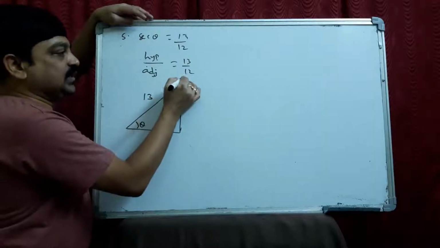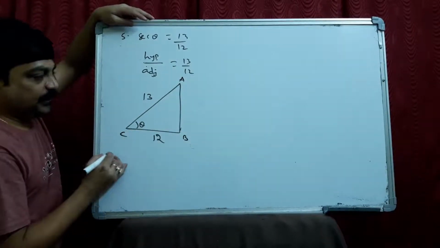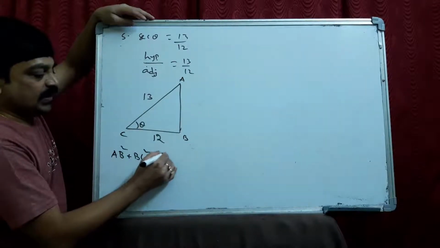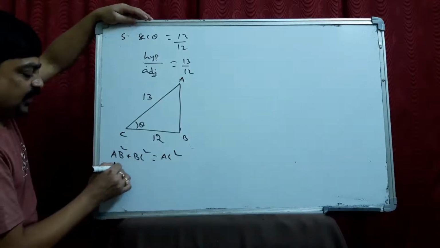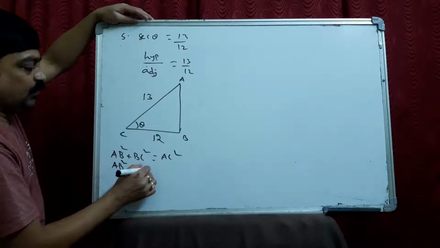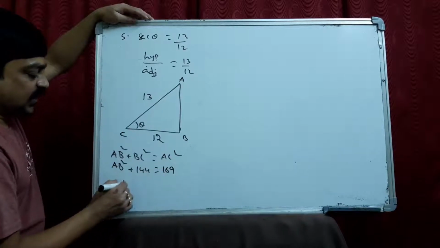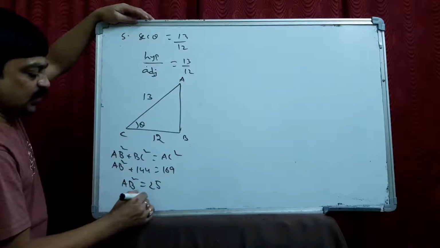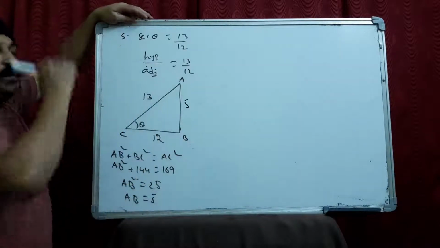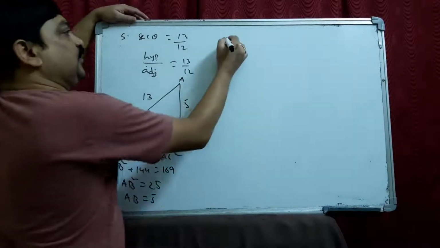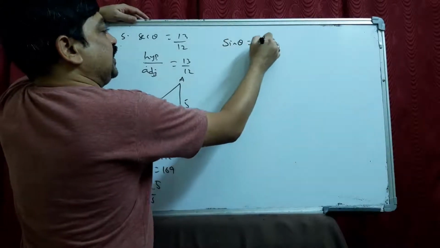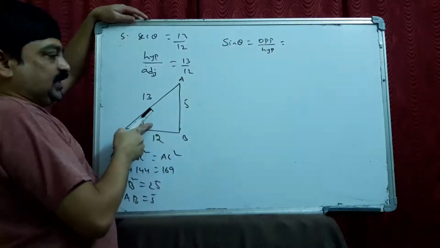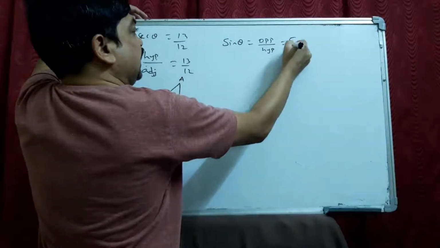We'll find out this. A, B, C. So using Pythagoras theorem, AB square plus BC square is AC square. So AB square plus 144 is AC square, 169. AB square is 25. So AB is equal to 5. So we got this as 5. The other trigonometric ratios. Sin theta is opposite by hypotenuse. Opposite to whom? Theta. So 5 by 13.